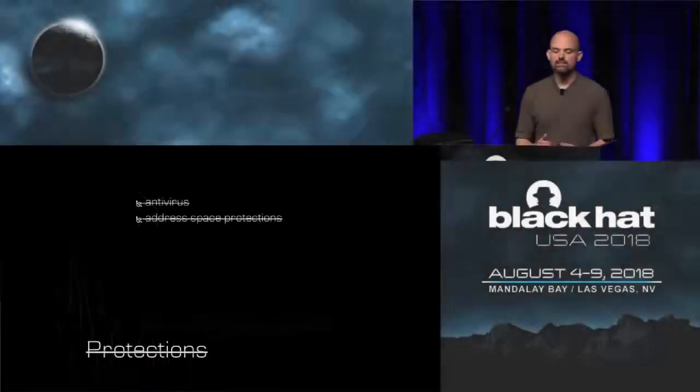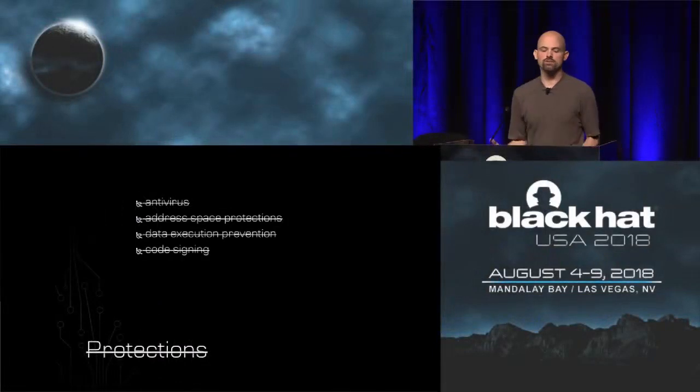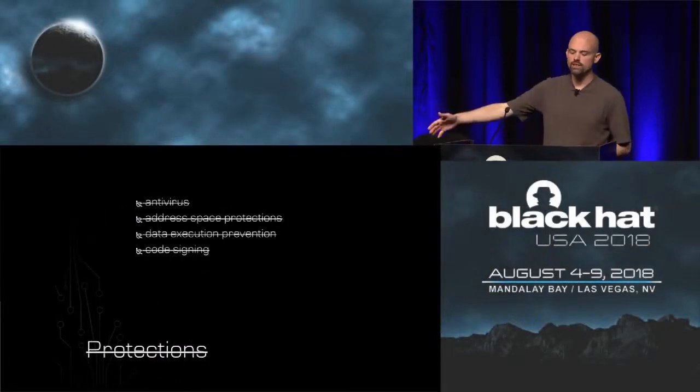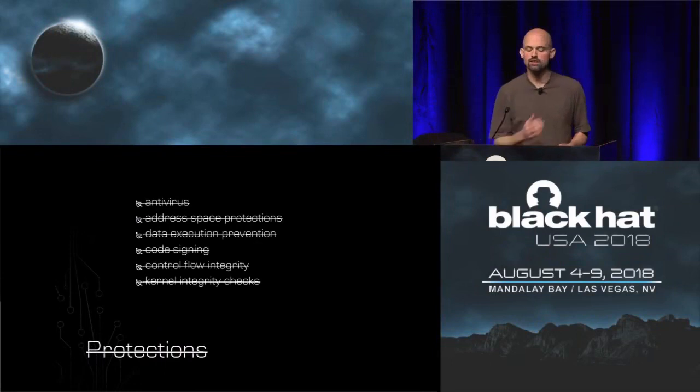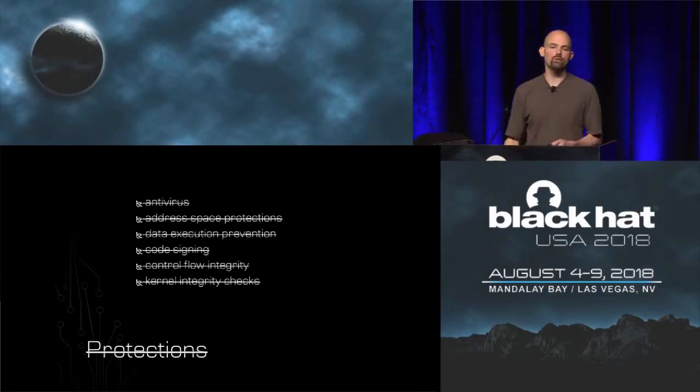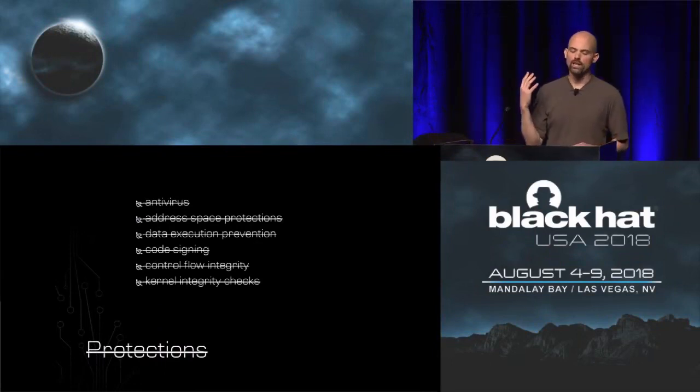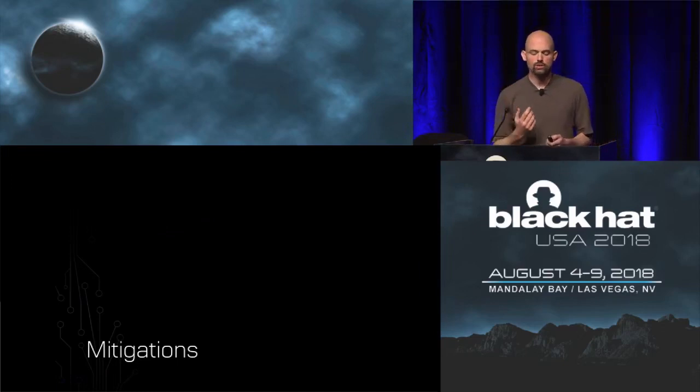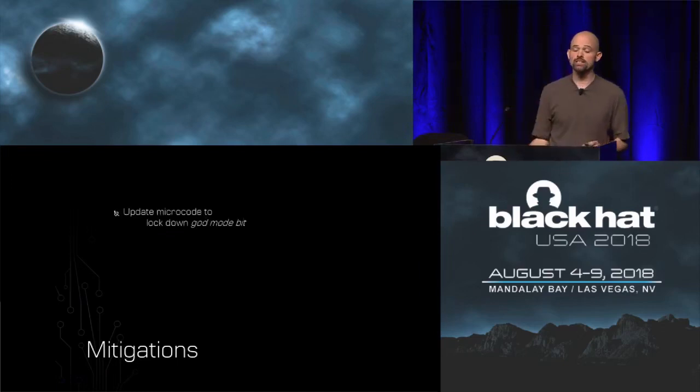scary prospect. And when you sort of blow away the x86 ring protection model entirely, all of our other protections fall apart. Antivirus does nothing now. ASLR, DEP, they're easily circumvented when you can just directly reach into ring 0. Code signing, control flow integrity, kernel integrity checks don't do anything when there's no more separation between the rings. So it's a scary prospect, but there are mitigations.